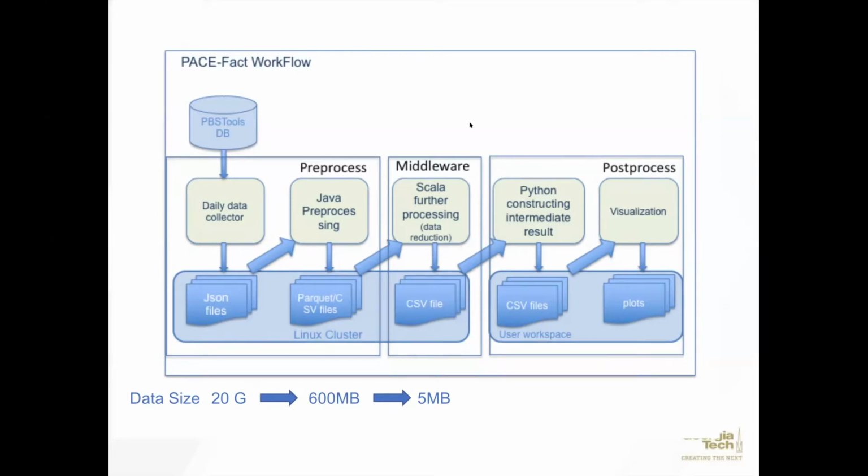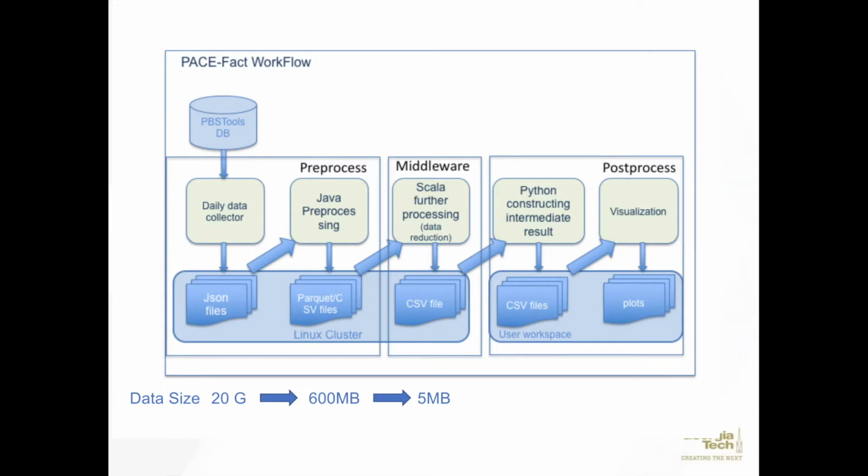In the pre-processing part, we first run a daily data collector on the PBS database, and the data collected is put in JSON format on the shared file system. Then we pre-process the data. First, we convert the JSON data into Parquet, which speeds up processing. Then we further process the Parquet data to generate CSV. At the bottom you can see the ingested data is about 20 gigabytes in total, but after pre-processing, the data size goes down to 600 megabytes.